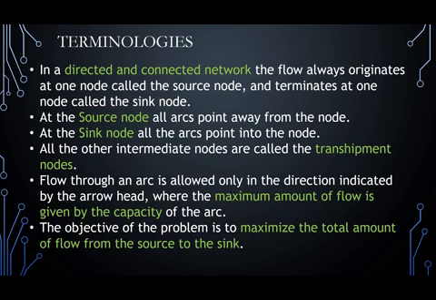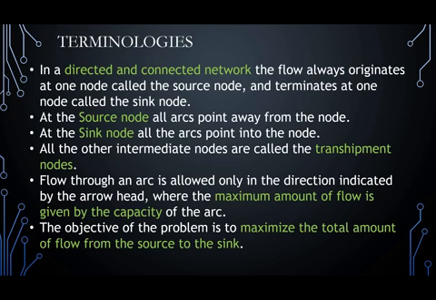Then what is this problem all about? The objective of the problem is to maximize the total amount of flow from the source to the sink. In the network, we have a source node which has infinite capacity, and a sink node which has infinite capacity. Our basic idea is to see to it that the maximum amount of flow happens from source to sink through all these intermediate transshipment nodes.